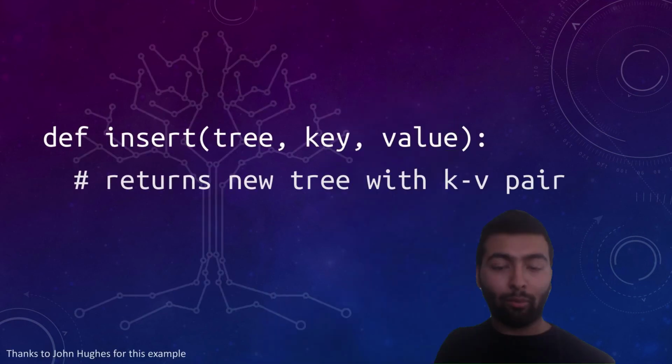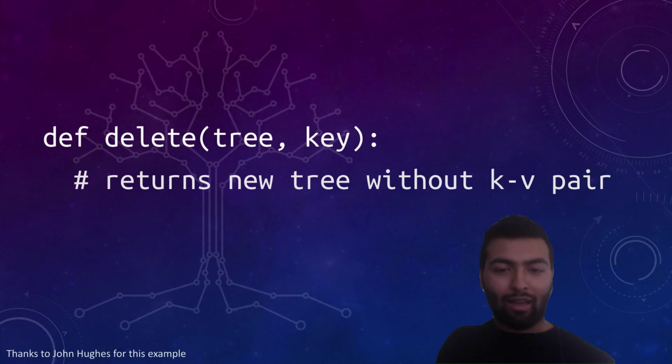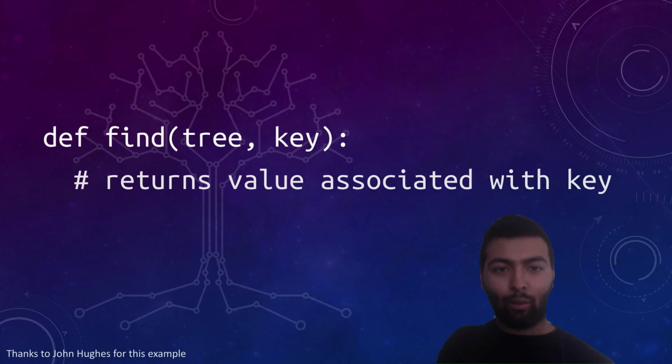So suppose we have a binary search tree which stores key-value pairs. There are 3 methods on this interface. The first is the insert method, which takes a tree, a key, and a value, and returns a new tree with that key-value pair inserted. We then have what's essentially the opposite method, delete, which takes a tree and a key and removes the appropriate key-value pair from the tree. And finally, we have a find method, which takes a tree and a key and returns the value associated with the key in that tree.